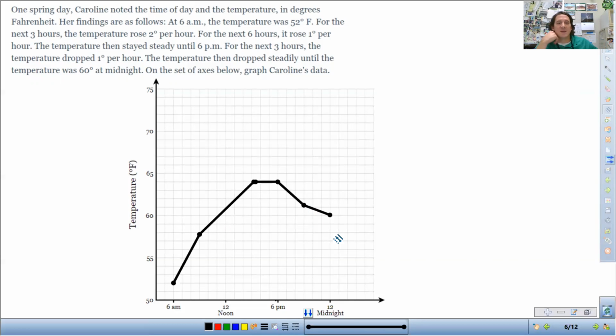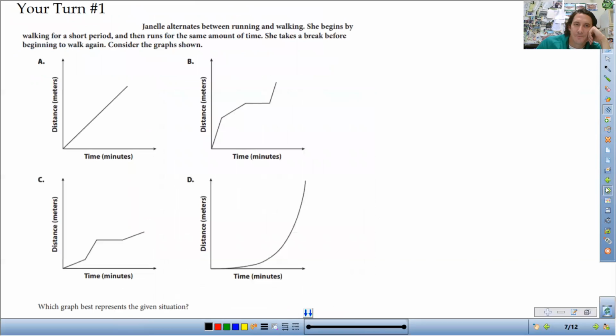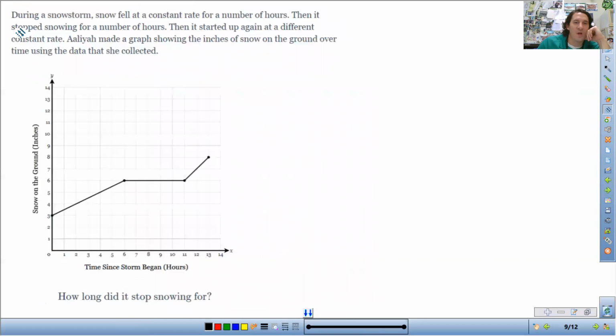So you just need to pay very close attention to how it's reading and just make the graph follow along. Let's do the opposite now. So you're going to read a graph and then answer a question.